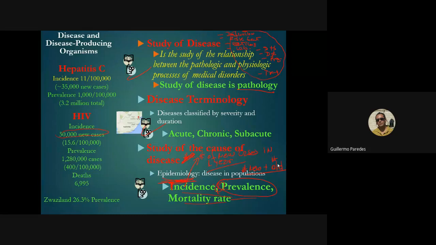So prevalence and incidence are not the same. Incidence is the number of new cases in 1 year. Prevalence will be the number of the new cases plus the old cases in the past. So for example, in COVID-19, I don't have the numbers on top, but the incidence will be the number of new cases in 1 year. And prevalence is the total number of cases that you have, not in 1 year, but in all these 1, 2, 3, 4 years. Okay?